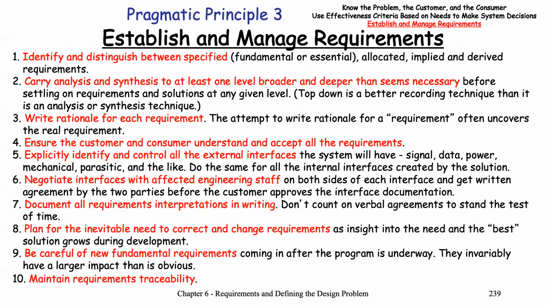Okay, this is the last chart, and here we're coming back to pragmatic principle 3. The first two, we talked about: know the problem, the customer and the consumer. Next, we wanted to have the effectiveness criteria for making decisions, and so you need to have metrics. And finally, you want to be thinking about establishing and managing requirements, and we've talked about this already. So you want to identify and distinguish between specified, allocated, implied, and derived requirements. You need to distinguish between the categories of requirements.